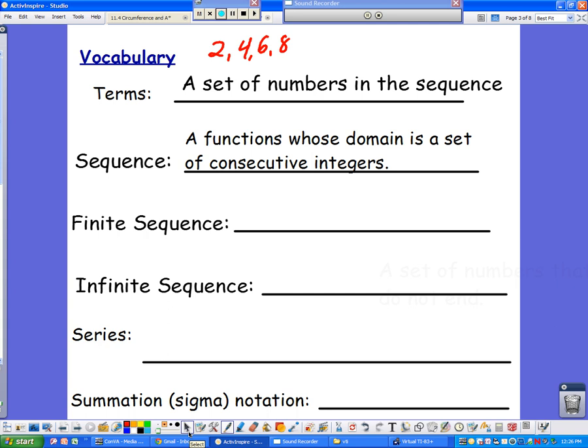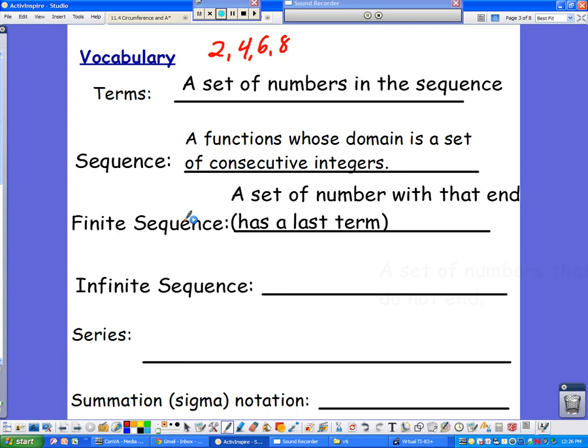Feel free to pause the video as you need in order to get these vocabulary terms written down. A finite sequence is basically a set of numbers that stop. So if I said, what are the first 4 terms of this sequence, then you'd be done. An infinite sequence basically continues on forever and ever. And we're going to denote an infinite sequence, if I wrote our 2, 4, 6, 8 again, usually with periods at the end.